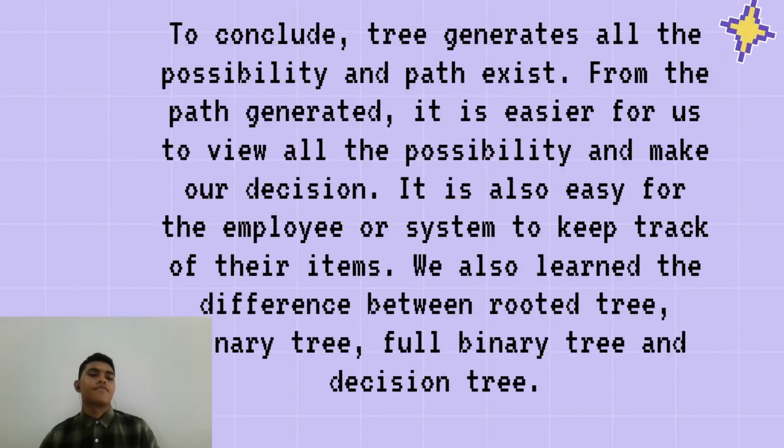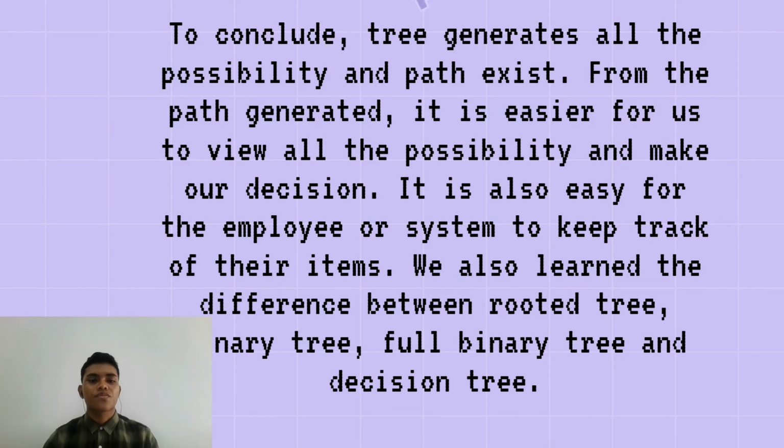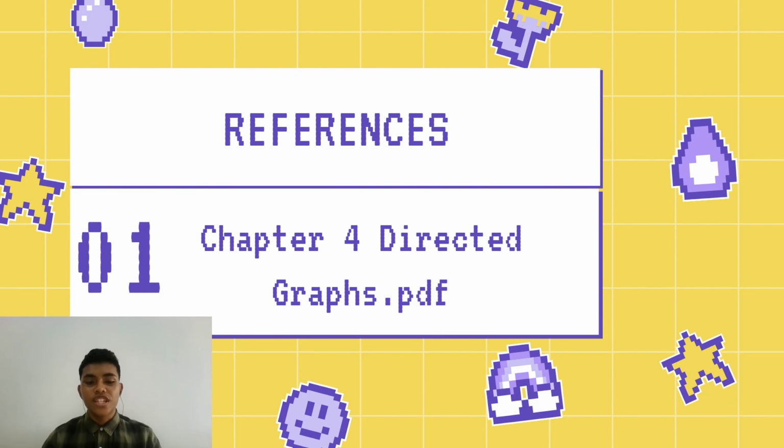Summary. To conclude, a tree generates all the possibilities and paths that exist. From the paths generated, it is easier for us to view all the possibilities and make our decisions. It is also easy for the system to keep track of their items. We also learned the difference between rooted tree, binary tree, full binary tree, and decision tree. For the reference, we took some notes from the Chapter 4 directed graph PDF files. All the drawings from the presentation were drawn by ourselves.